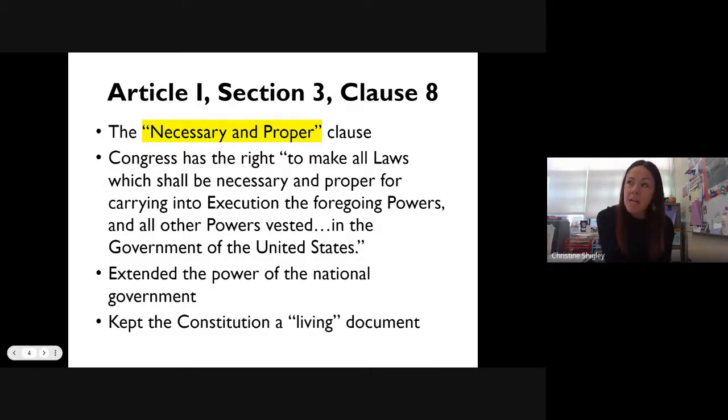And then beyond. As we know, there's a reason why this is called the elastic clause, right? It's stretching of the powers. Obviously, the necessary and proper clause extends the power of the national government. It also keeps the Constitution a living document. Why does the necessary and proper clause exist? Part of the reason is that the founders knew there were other things they didn't think of that would come up. So in that instance, it was good foresight.